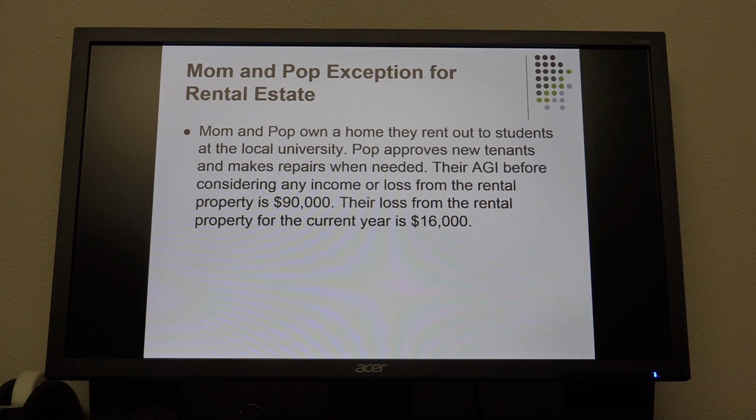Now there is one exception to this passive activity loss rule that allows lower incomed individuals, those who have AGI of 100,000 or less, to deduct a certain amount each year for rental real estate losses. And so here we have an example of this couple who own a home.